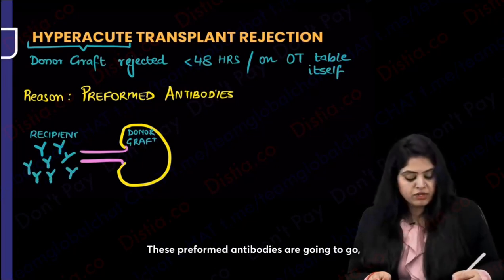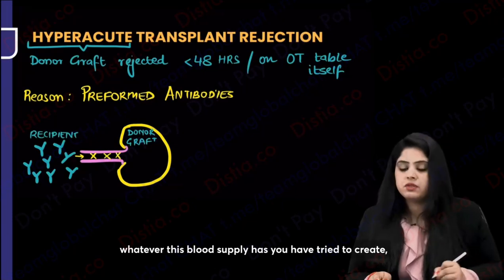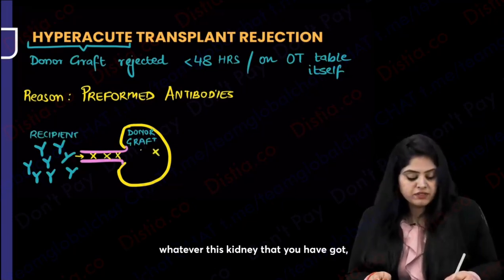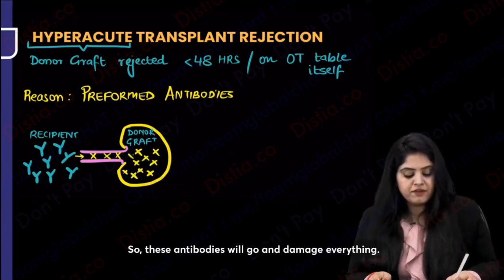These preformed antibodies are going to go and damage whatever blood supply you have tried to create. That also they will damage. Whatever kidney you have placed, that also they will damage. So these antibodies will go and damage everything.